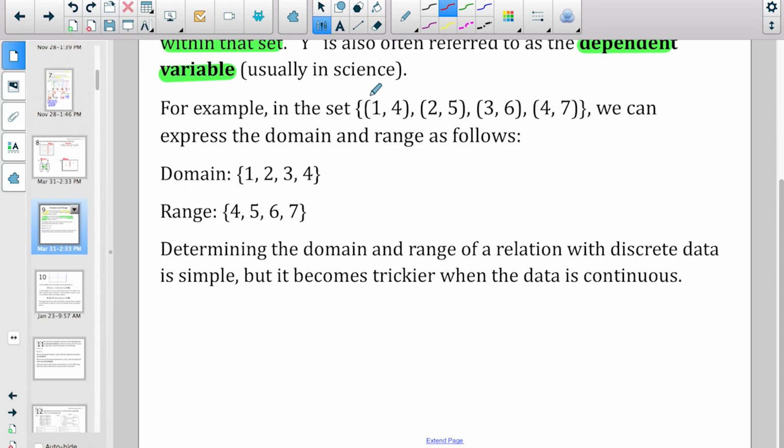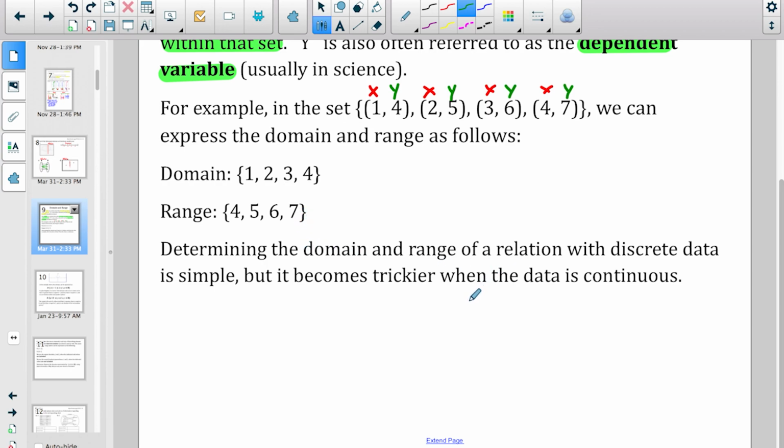Now before we do that, let's go ahead and identify all of our x values in each of these. So we have x values of 1, 2, 3, and 4. And then we have our y values of 4, 5, 6, and 7. So we can gather up all those values and put them into a set using the curly brackets. So we have our domain as a set of 1, 2, 3, and 4. And the range is the set of 4, 5, 6, and 7.